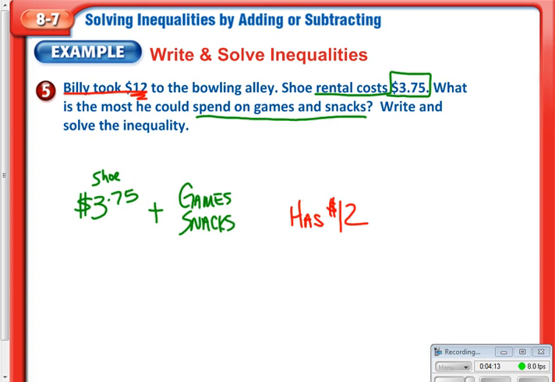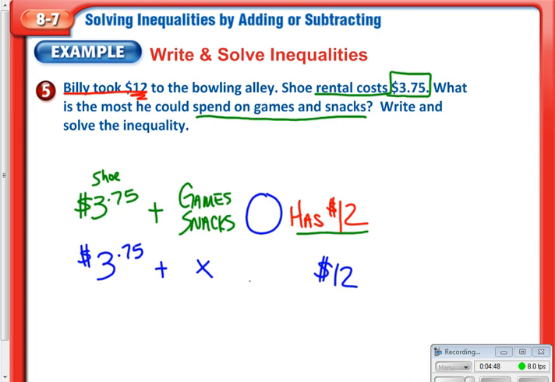Now we need to figure out what that inequality is. So I'm going to rewrite this here. We have 3.75 plus the games and snacks. We want to know how much he can spend on games and snacks. Well, that's unknown. That is x. And then we have $12 over here. Now, we know that he has 12 bucks, so he can spend $12. If he can spend $12, the cost can be equal to it.